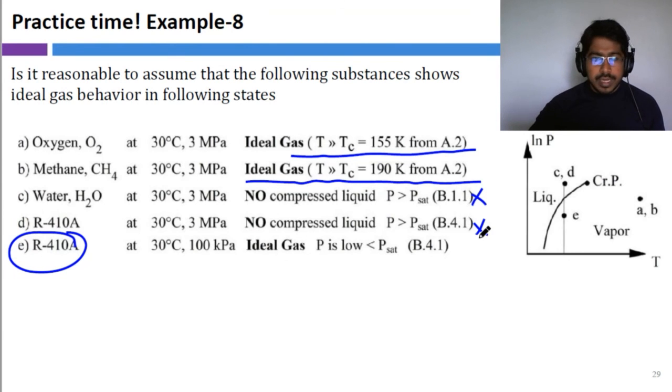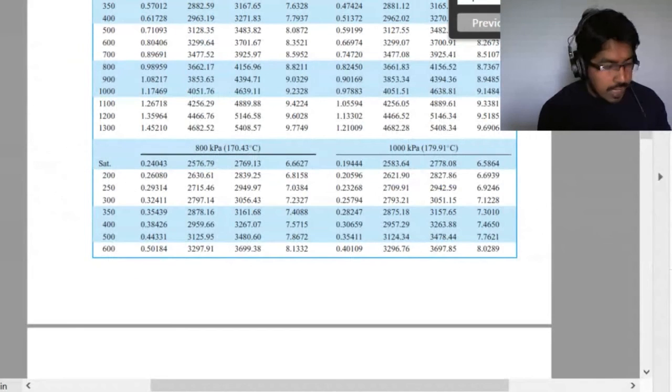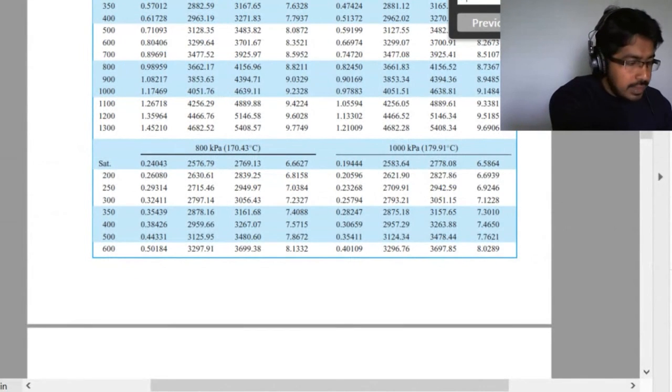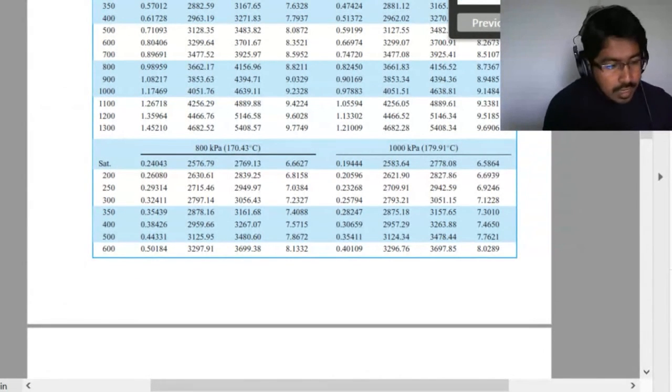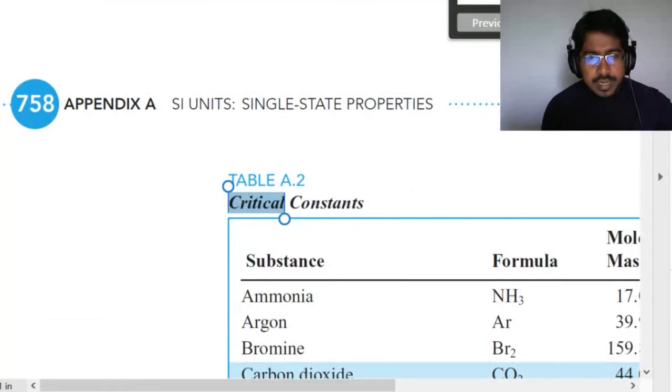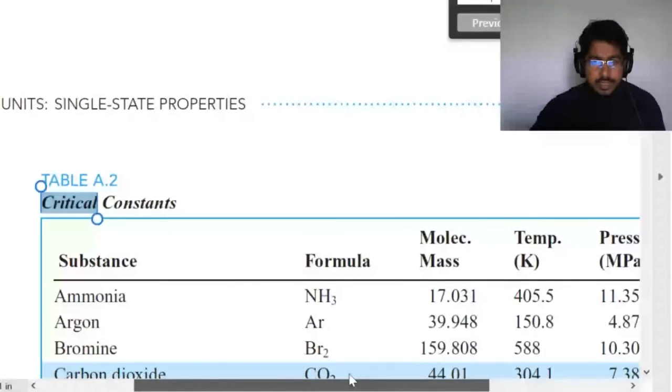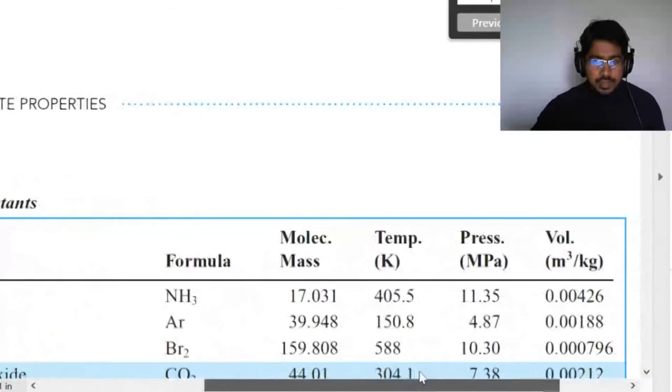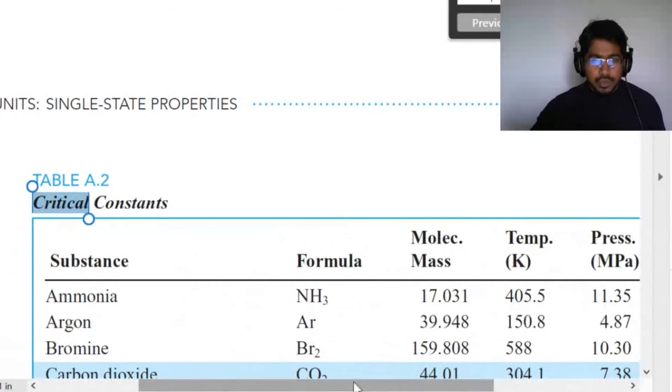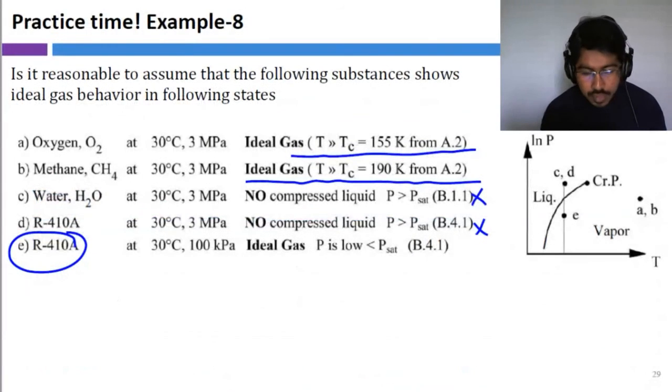So if I want to know the critical conditions of a given substance, what I do is go to this table, press Control F, and search for "critical". Then it pops up the critical constants. There you find the critical temperature, critical pressure, volume, and so on. That's how you deal with the gases.